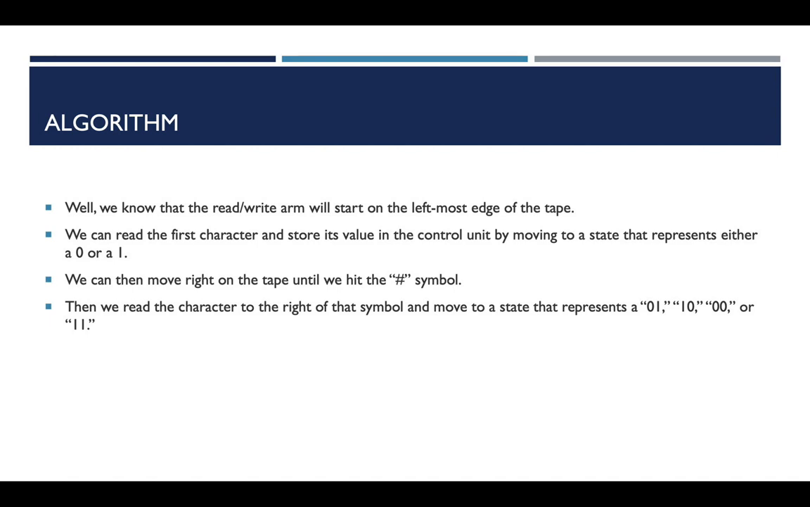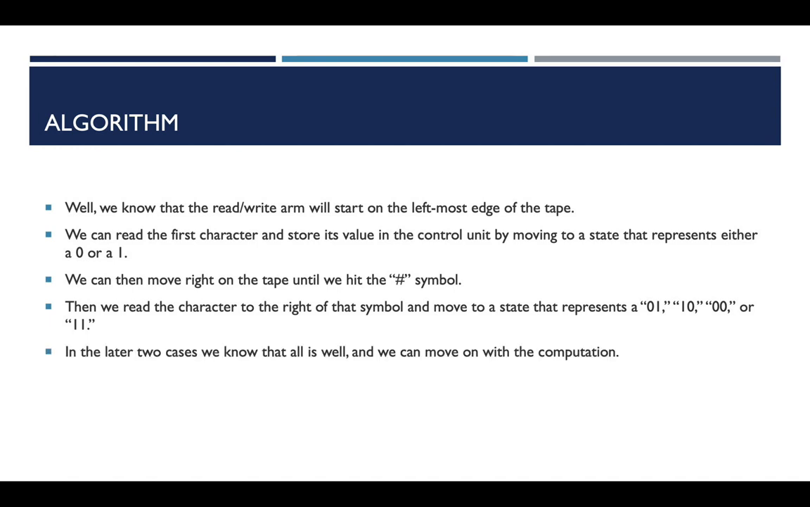So if we read a 0 to begin with, and then we read a 1, we would want to move to a state 0,1, or a state 1,0, or 0,0, or 1,1, depending on what the two characters are. That is, the leftmost character of the first W, or the leftmost character of the W after the hash symbol.